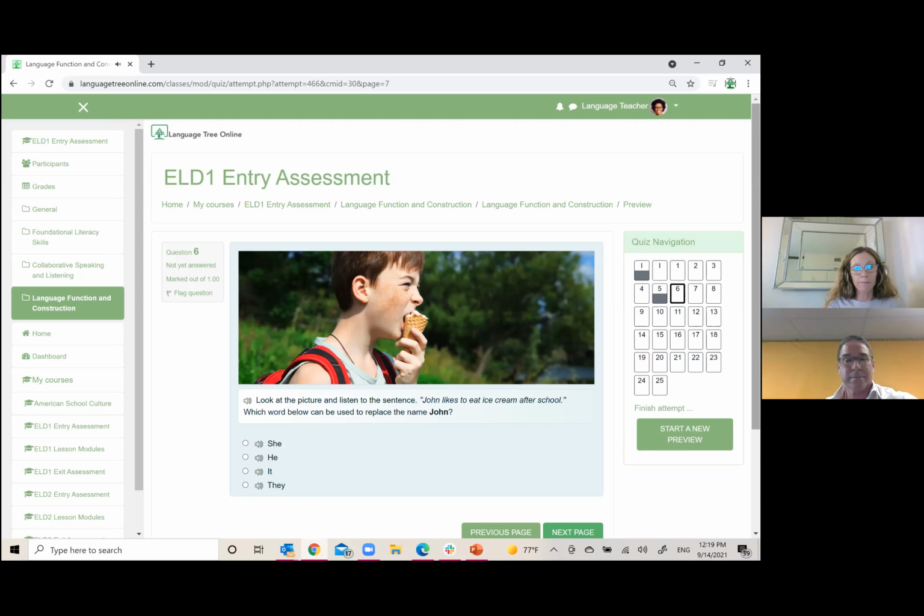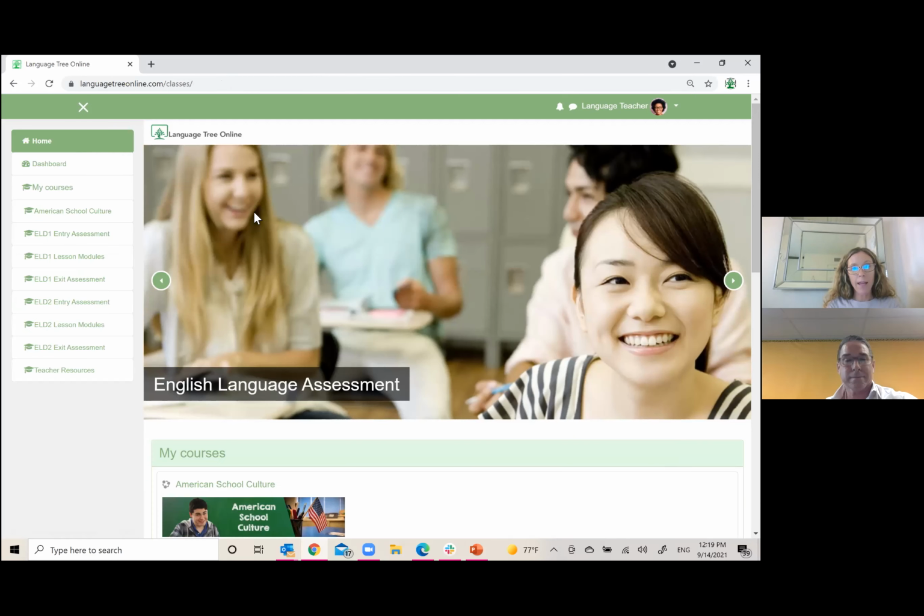So I think you get the idea. So I'm going to go back to home here. And so let's say, for example, in your class, you have all your students have completed all 3 of those bucket areas of the ELD level 1 entry assessment. And now you can go in to see how they did.